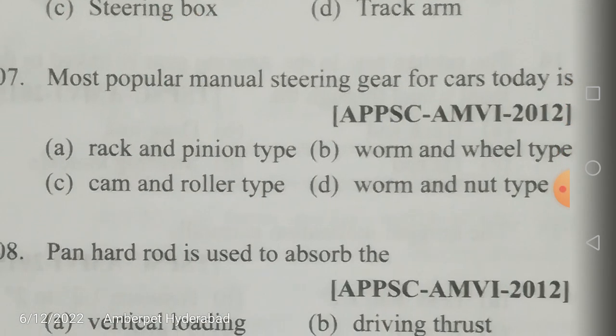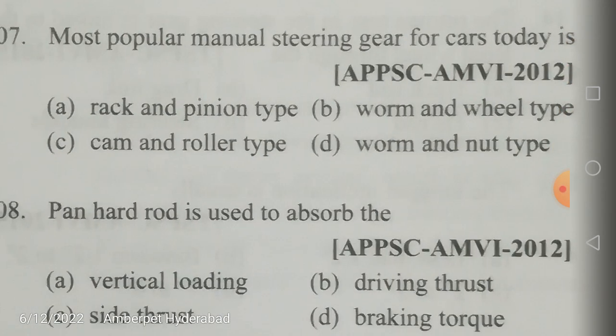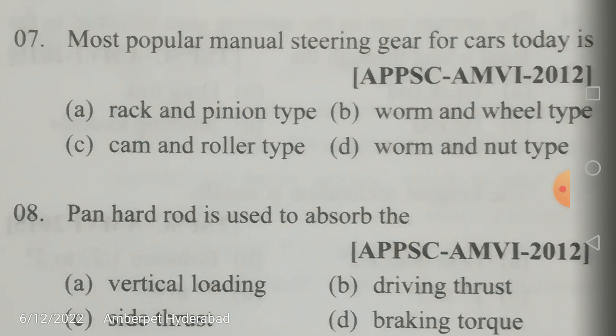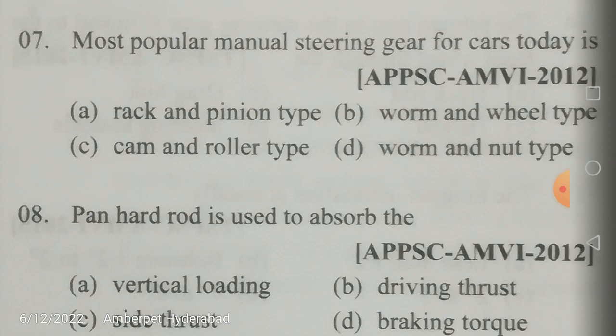The most popular manual steering gear for cars today is what type? There are various types of steering gears for cars today, but what exactly is it? Is it rack and pinion, worm and worm wheel, cam and roller, or worm and nut type? These two, cam and roller and worm and nut, can be eliminated very simply, but the choice is between worm and wheel type and rack and pinion type. It is basically rack and pinion type.